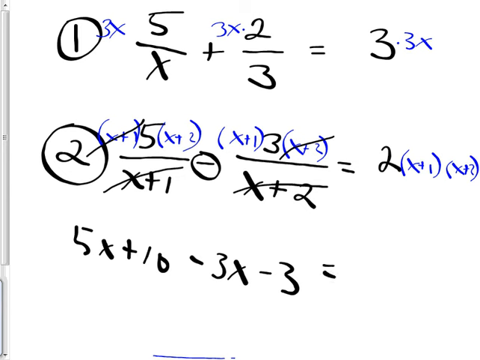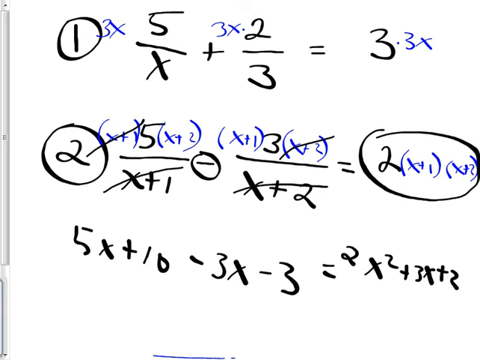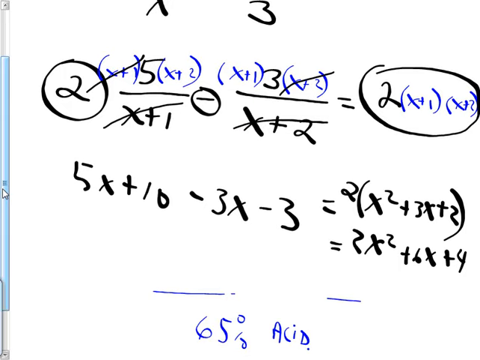Equals. And then this last part is where it gets really complicated because I got to multiply all that out. So then I have x squared plus 3x plus 2, but then everything has to be doubled. So that will come out to 2x squared plus 6x plus 4. This is how complicated your next test is going to be. Get ready for it.